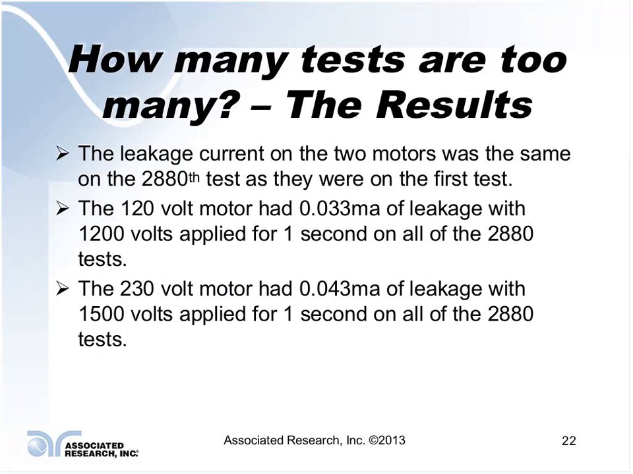On the 230 volt motor, the leakage current was a little higher because the test potential was also a little higher. It was done at 1500 volts for a 1 second duration, and the leakage current was 0.043 milliamps on both the first test and the last test.